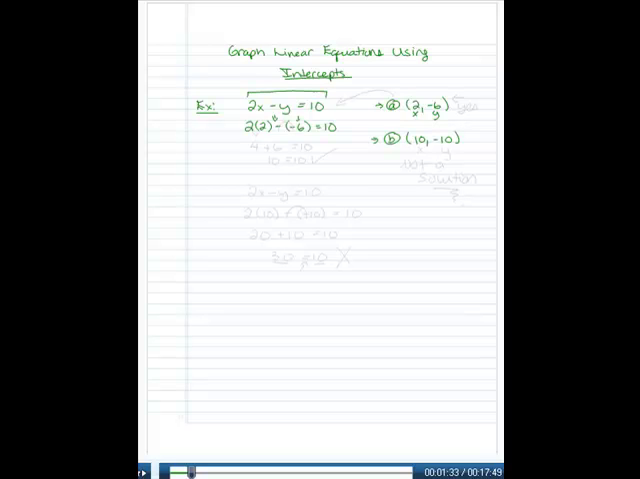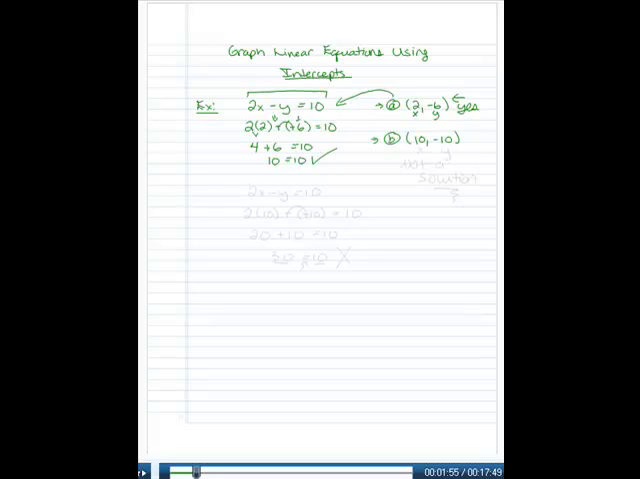Now I'm going to start to simplify. 2 times 2 is 4. This negative makes this negative a positive, so I have plus 6 equals 10, and 4 plus 6 is 10. So is this a true statement? Does 10 equal 10? Yes, it does. So that means yes, this point is a solution for that equation.